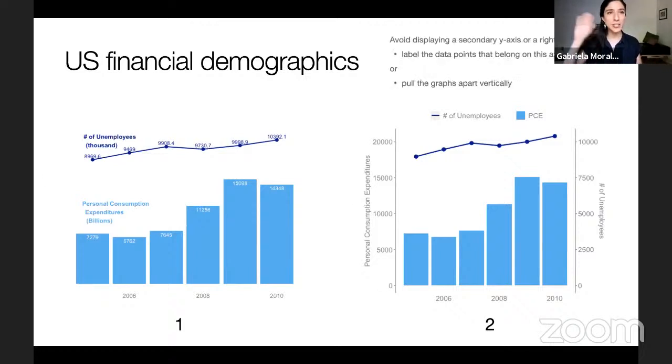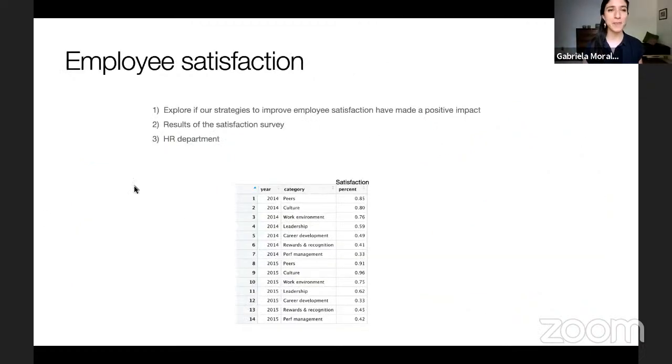Now, let's jump to a different example. This will be the employee satisfaction in our company. And we want to explore if our strategies to improve the employee satisfaction have made a positive impact. For this experiment, we made a survey for the employees in 2014. Then we used strategies to improve the employee satisfaction and did the survey again in 2015. So we want to know if the strategies worked or not.